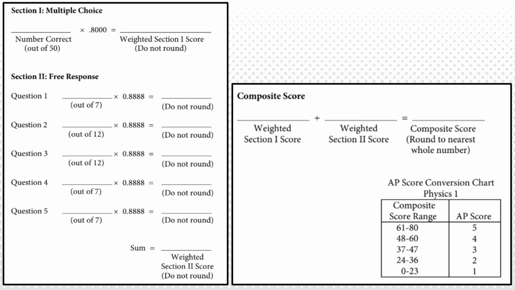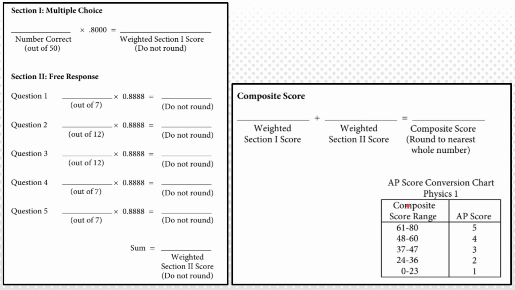But they're going to take those numbers that you get out of 7 or out of 12, and they're going to multiply them by that multiplier, 0.8888, get values, and then they're going to add everything together to get this sum at the end. So you're going to have the weighted score from section 1, your weighted score from section 2, and your composite score, which they will then round. And then that's how they determine your AP score, depending on where it falls in this range. So again, you can see out of 80, it does not add up to 100. Out of 80 points, if you get between a 61 and an 80, you have a 5. And then so on and so forth.